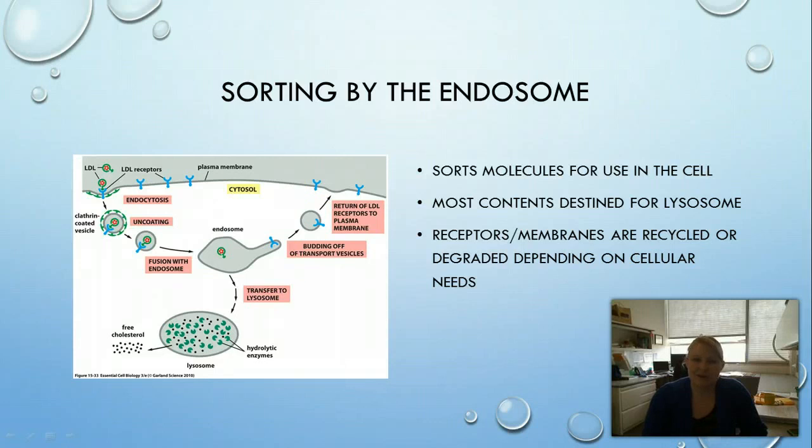The receptors in the membrane, after they're brought to the endosome, are recycled or degraded, depending on the needs of the cell. So if we needed a whole lot of this one specific molecule and now we don't, or if we don't need the receptors again, they'll be degraded. If we need them continually, those receptors will be sent back to the membrane.